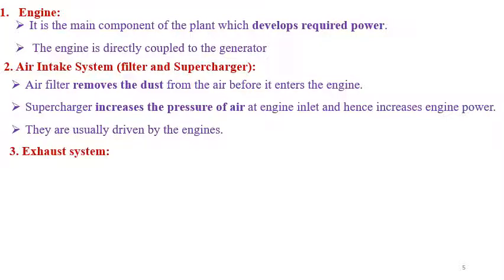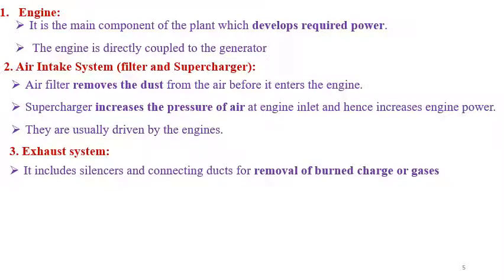Okay. Next, we will see the exhaust system. The purpose of the exhaust system is to discharge the engine exhaust to the atmosphere outside of the building. The exhaust manifold connects the engine cylinder exhaust outlets to the exhaust pipe, which is provided with a muffler to reduce pressure in the exhaust line and eliminate most of the noise which may result if gases are discharged directly into the atmosphere. So it includes a silencer and connecting ducts for removal of burned charges or gases.